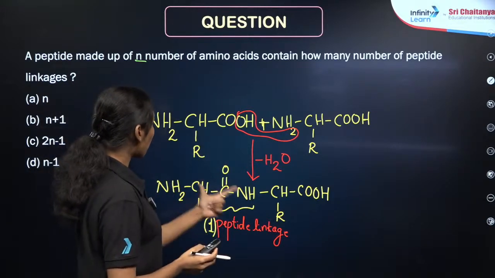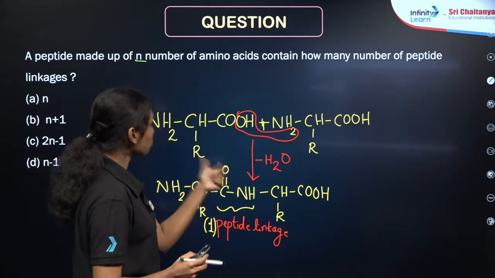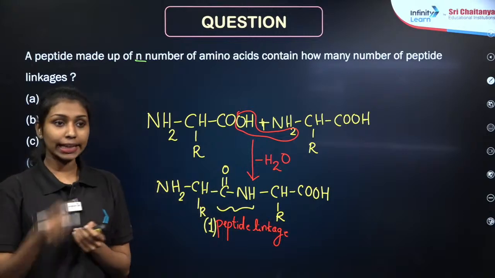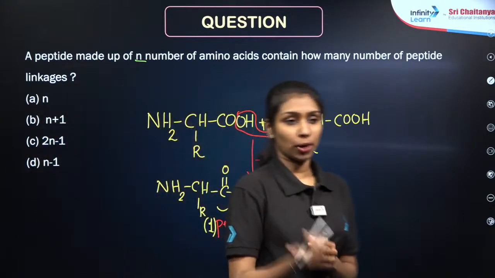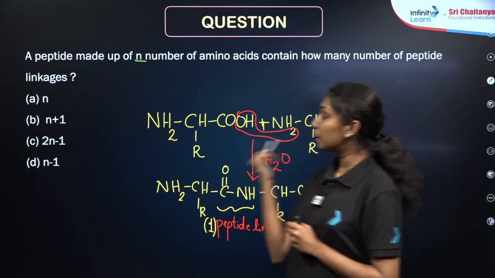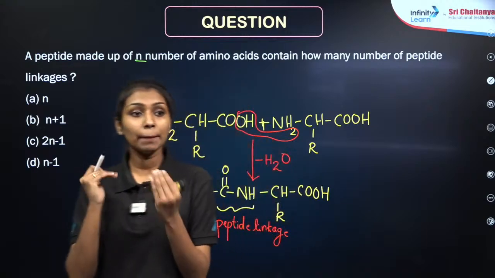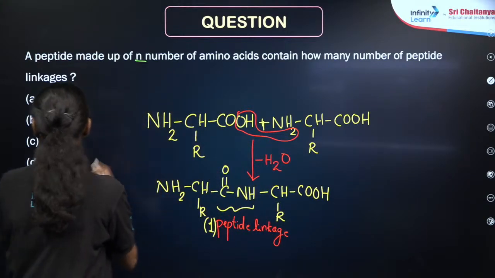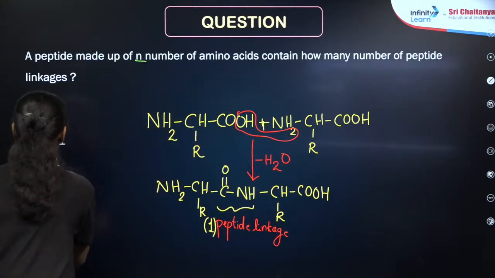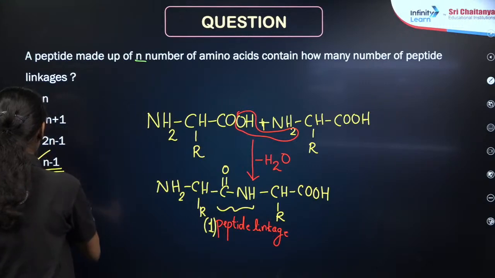One peptide bond is formed between the combination of two amino acids, which means that if you are taking n number of amino acids, right? So the number of peptide linkages formed will be n minus 1, right? N minus 1, which means option D will be the correct answer.